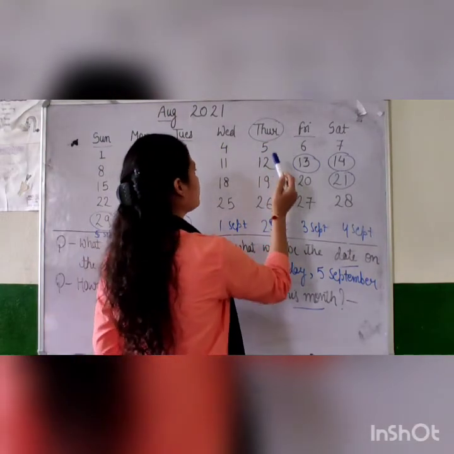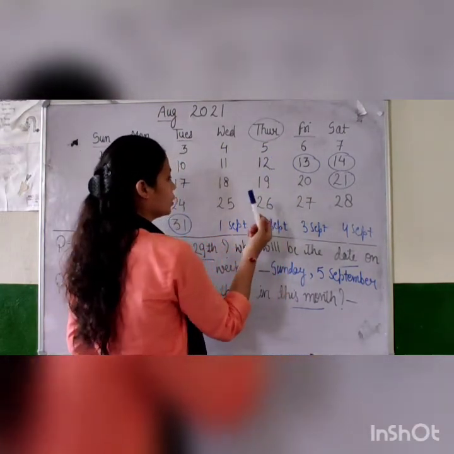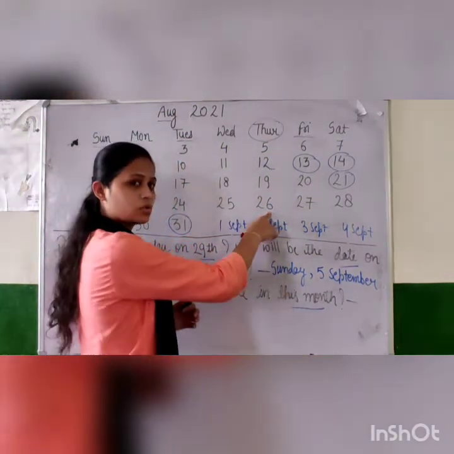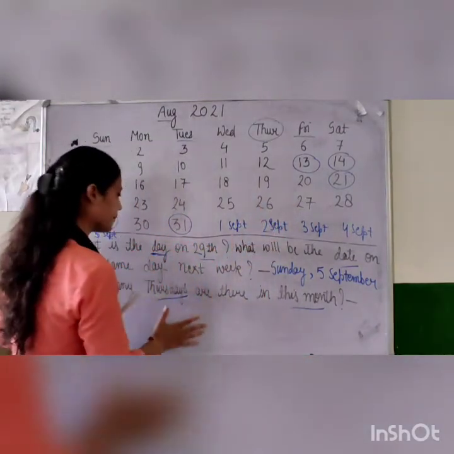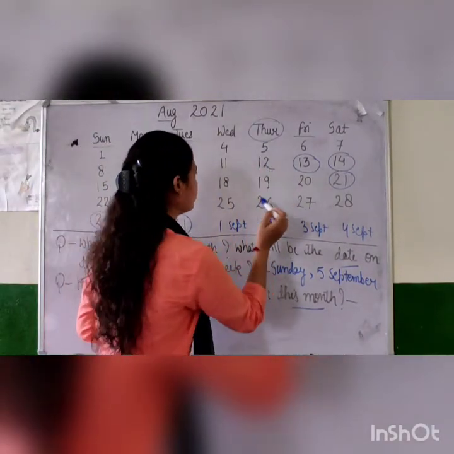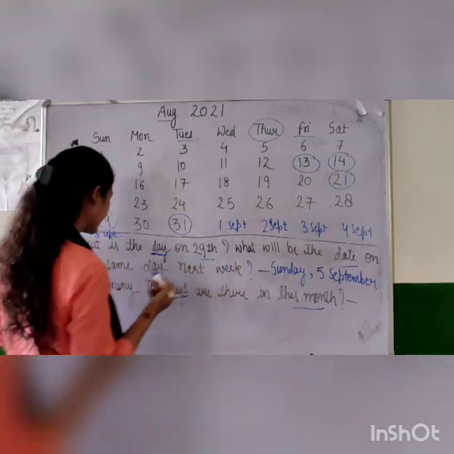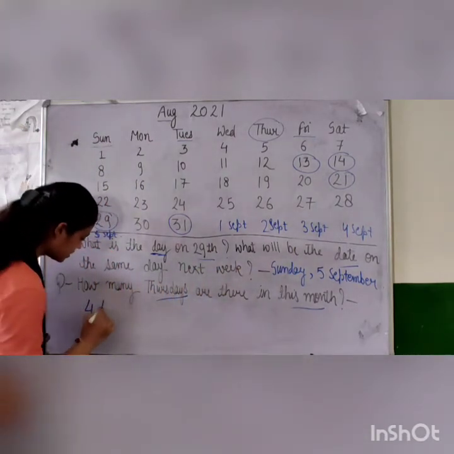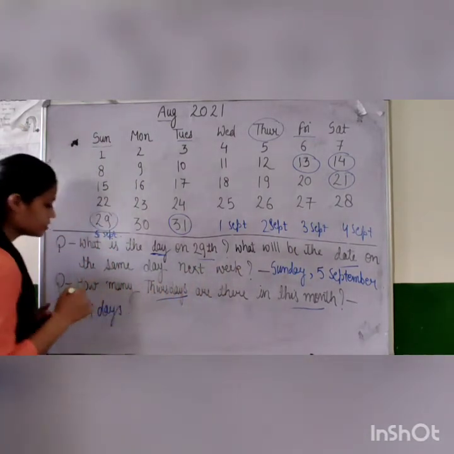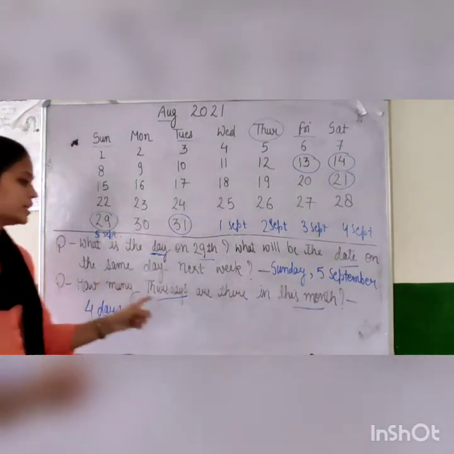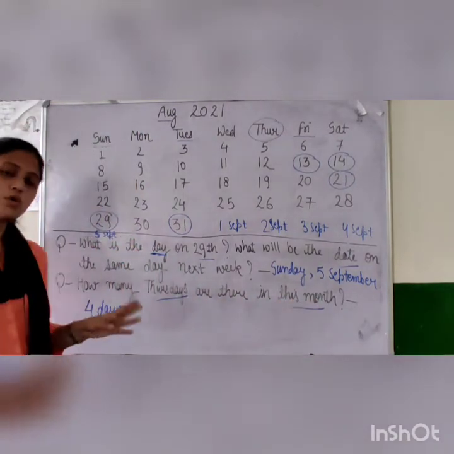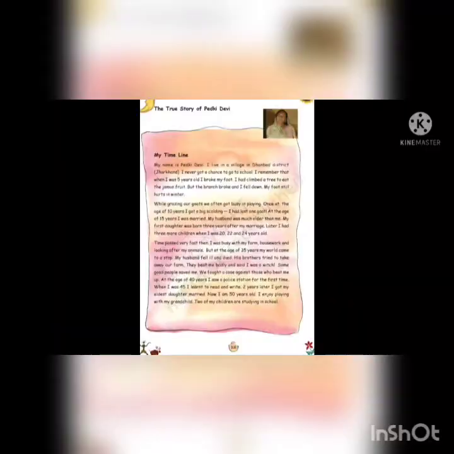Okay, so 1, 2, 3, 4. We will count till August only in August. Okay, so 1, 2, 3, 4. So there are 4 days. So there are 4 Thursdays. Okay, how many Thursdays are there in this month? There are 4 Thursdays in this month.